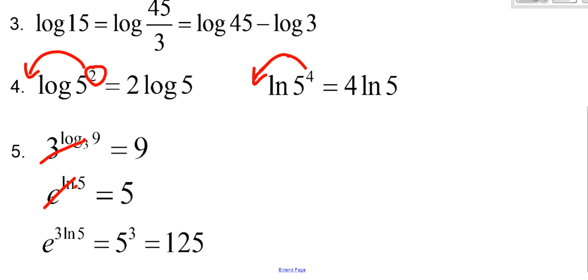This last one's the same idea, but first you have to think of moving the number that's in front of the log to be the exponent. So you move the number in front of the log to be an exponent, so that's now 5 cubed. And then e and natural log cancel out because they are inverses. We're just left with 5 cubed, which is 125.